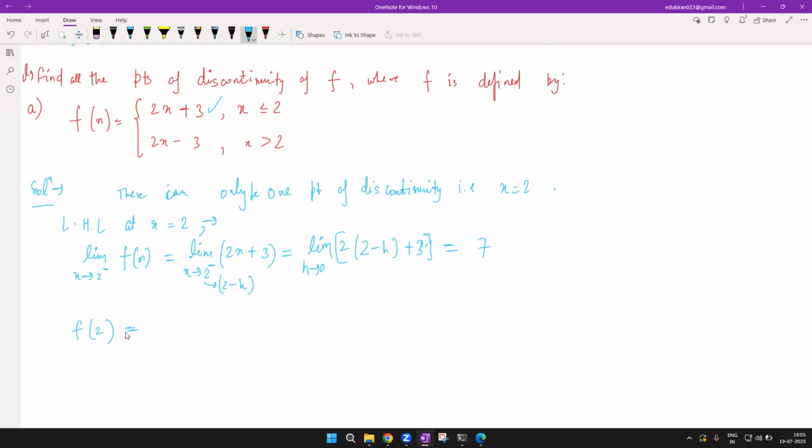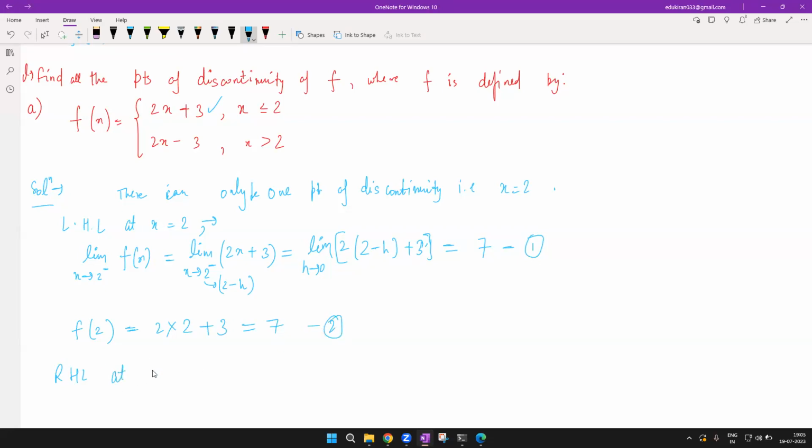Can you tell me how to find out the value of f(2)? Which expression should I use? 2x plus 3. 2x plus 3 again, because when x is equal to 2, this expression is valid. So f(2) will be 2 into 2 plus 3, which would be again 7. This is my first, this is my second condition.